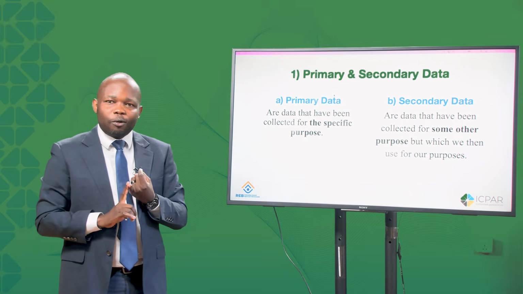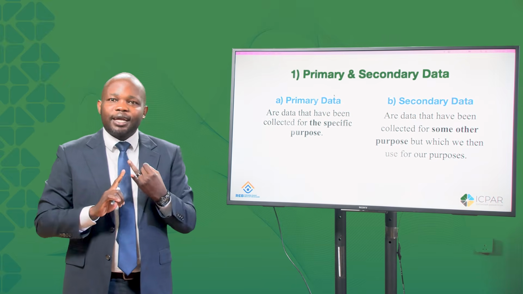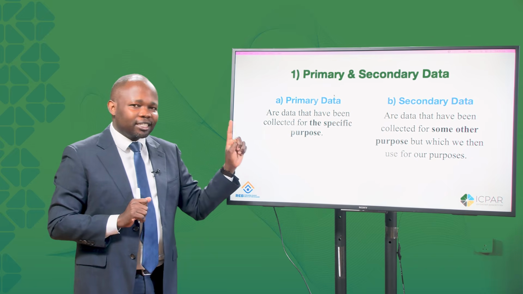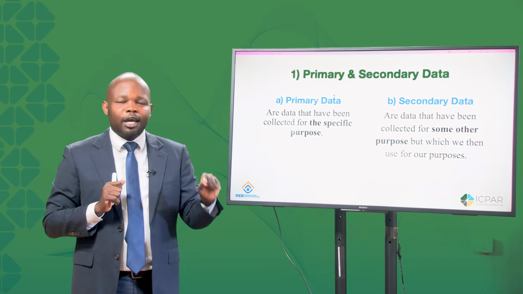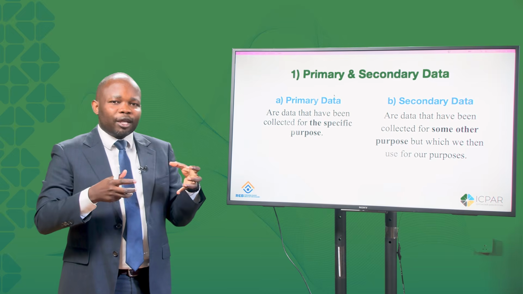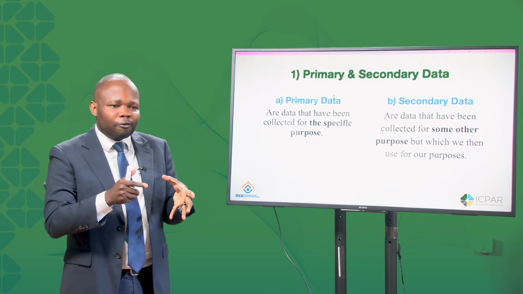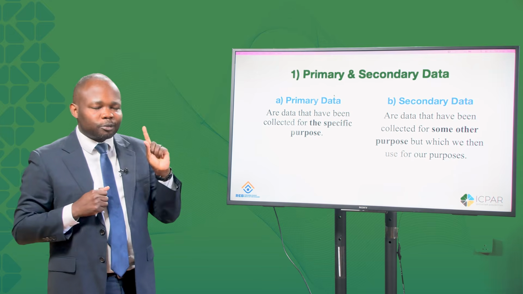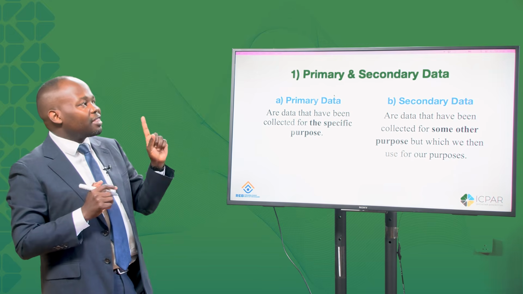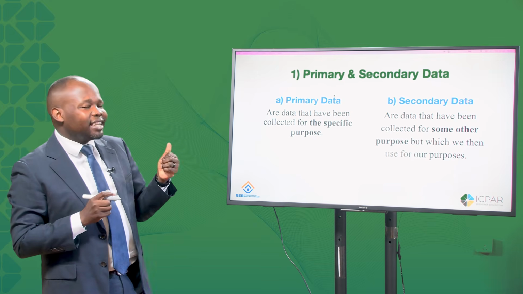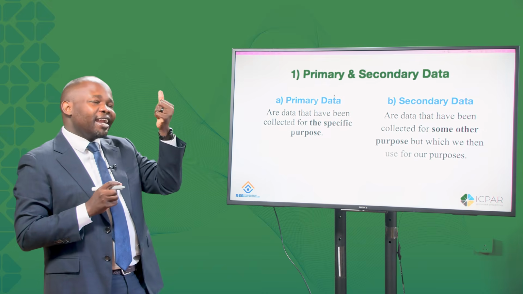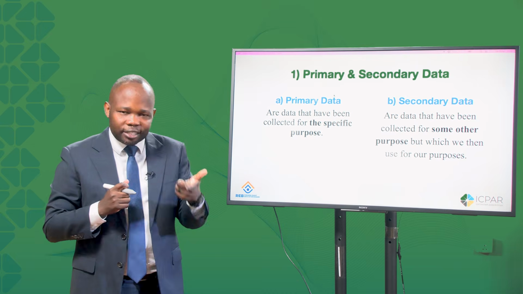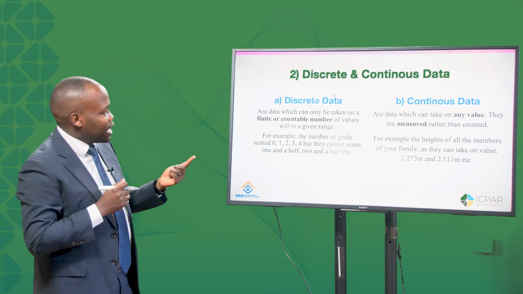When we start with number 1, primary and secondary data. Primary data is data that has been collected for a specific purpose. So we collect that data for only this reason, and we are going to use it for a specific purpose. On the other hand, secondary data is data that was collected for another purpose, but we are now using it for our decisions. That is secondary data.